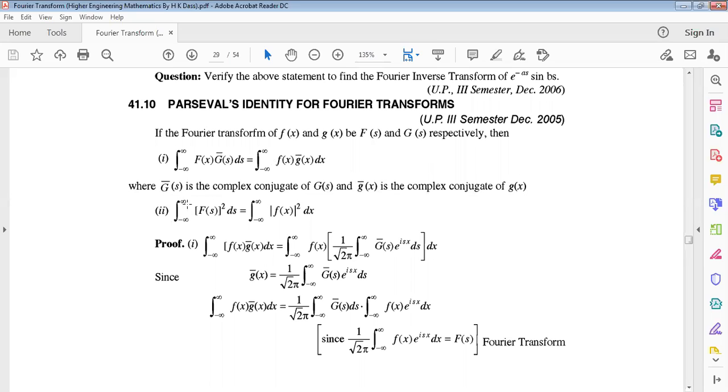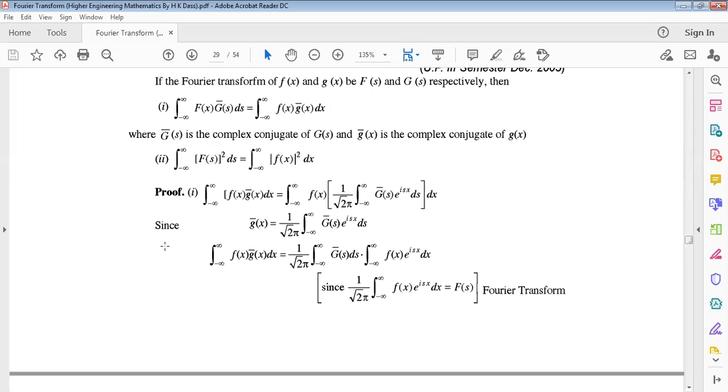Now secondly, the integral from minus infinity to plus infinity of the Fourier transform of f(x), whole square, ds equals the integral from minus infinity to plus infinity of the modulus of f(x), whole square, dx. This will be identical, and this also identical. That means the first property is for the complex conjugate form, and the second is the Parseval identity. This is actually the Parseval identity, and this is identical, absolute value. But there is no absolute value here, just the Fourier transform of f(x) whole square, and this will equal the modulus of f(x) whole square.